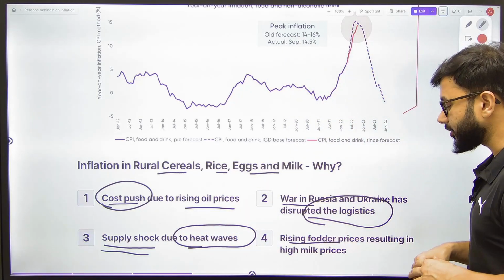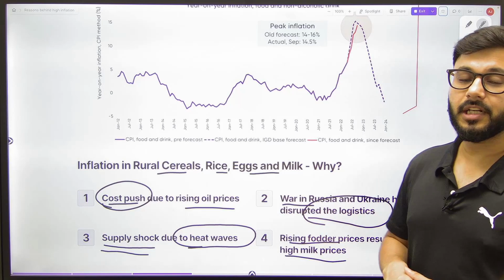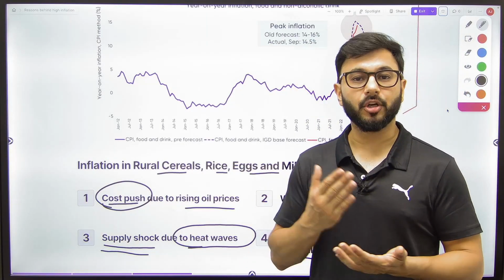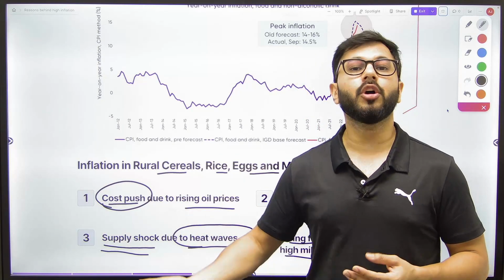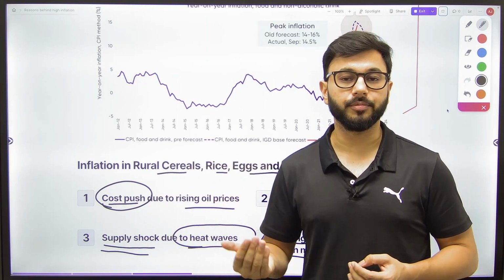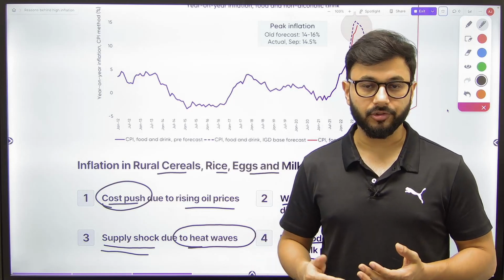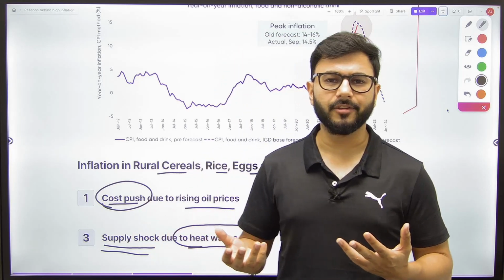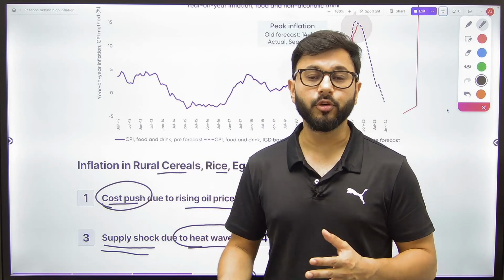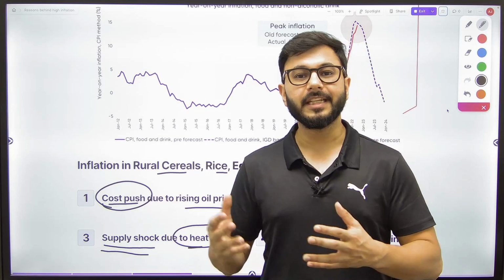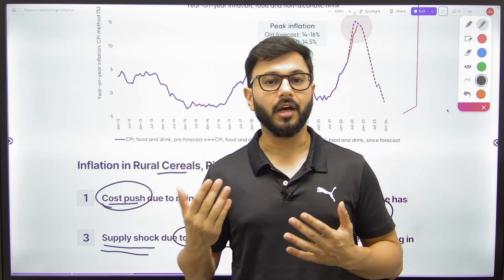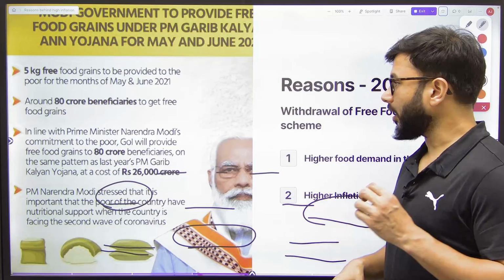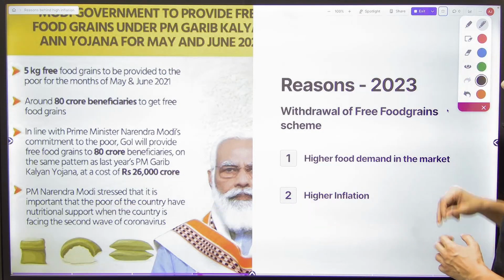And the fourth reason is rising fodder prices resulting in higher milk prices. So fodder is directly connected with milk prices. Because of heat waves, we saw supply shock, which also percolated towards higher fodder prices, which means higher milk prices. So there was a lot of criticism of the government saying that the government is charging a lot of tax on milk, but all of that was fake news. The primary reason was the rise in fodder prices, which resulted in higher milk prices in the country. So this is the number one reason for high inflation in India in 2023.